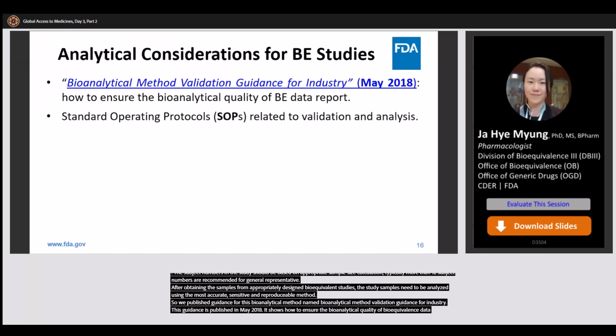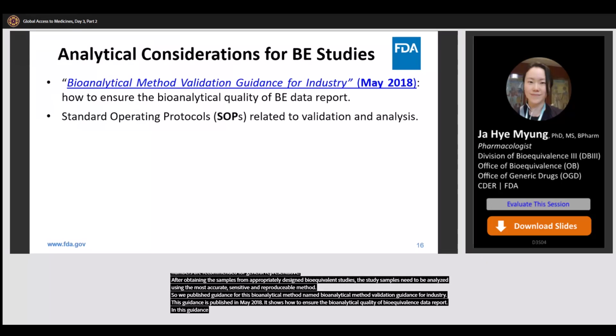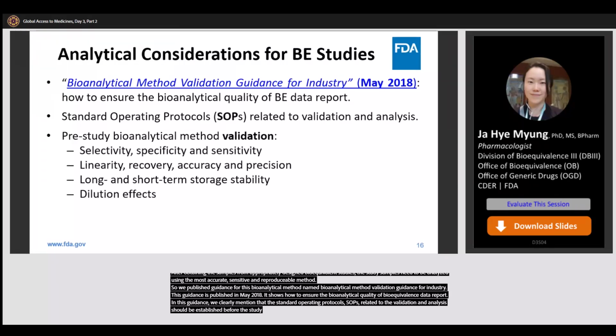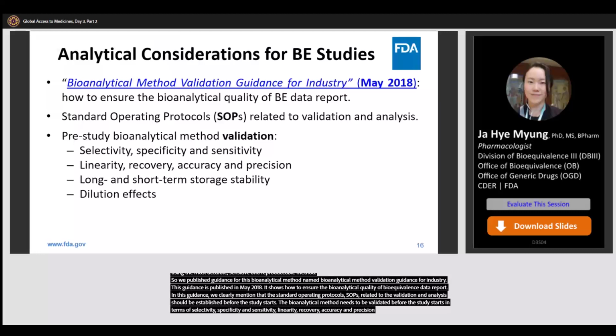In this guidance, we clearly mention that the standard operating procedures, SOPs, related to the validation and analysis should be established before the study starts. The bioanalytical method needs to be validated before the study starts in terms of selectivity, specificity, sensitivity, linearity, recovery, accuracy and precision, long and short-term storage stability, and dilution factors.